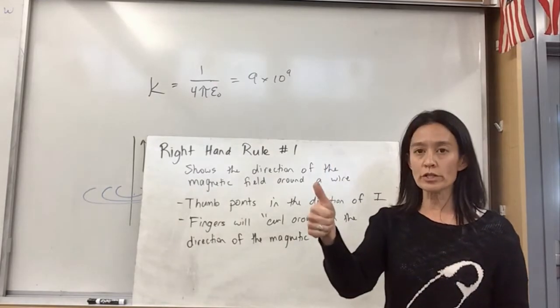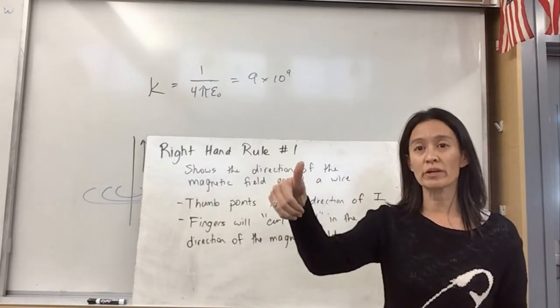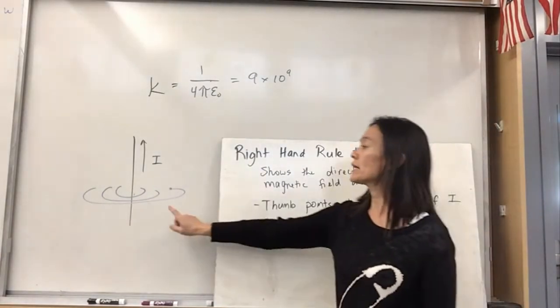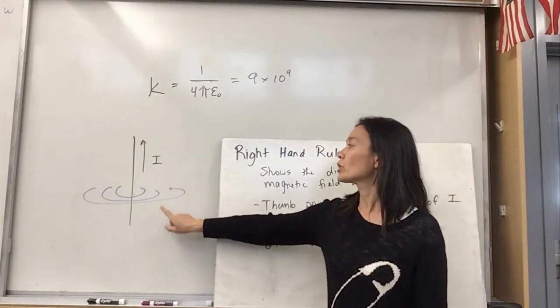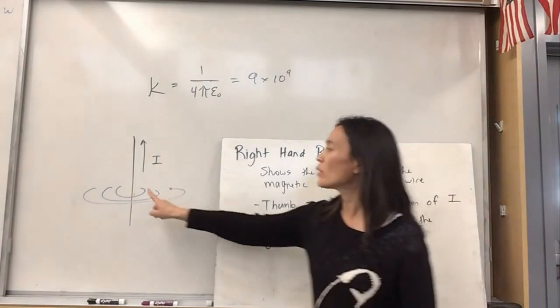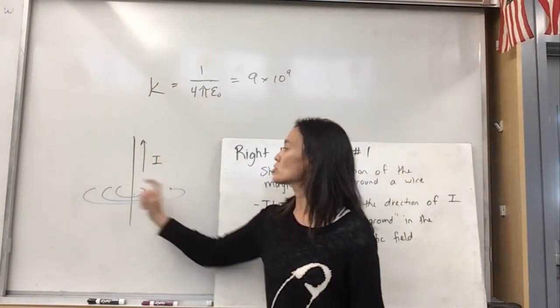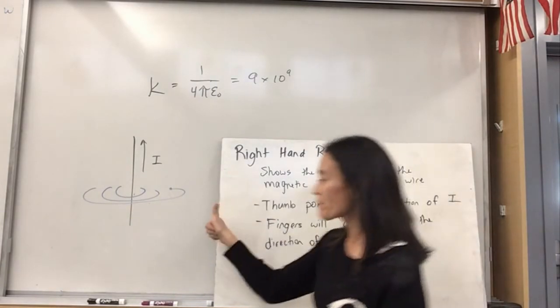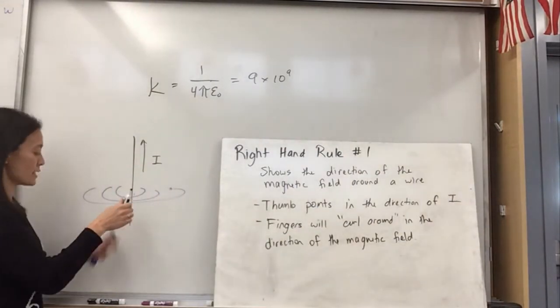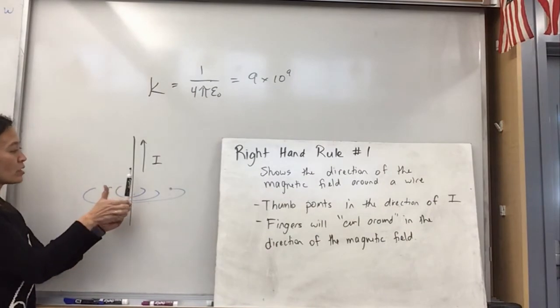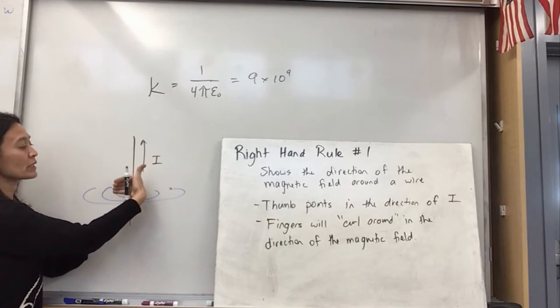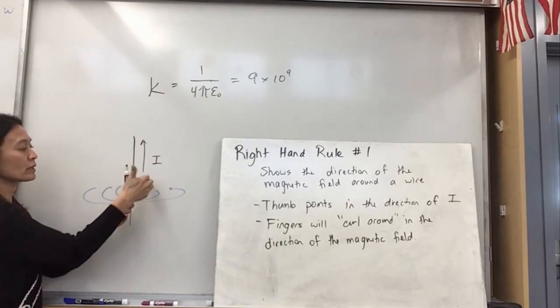So your thumb goes in the direction of the current, and then your fingers curl around in the direction of the magnetic field. For example, in my case here that I've drawn, I have a current that is going upwards. I know the magnetic field forms these circles around it, but in terms of the arrow, what that looks like: my wire, my thumb is pointing in the direction of the current, and my fingers are going to curl around it like this.